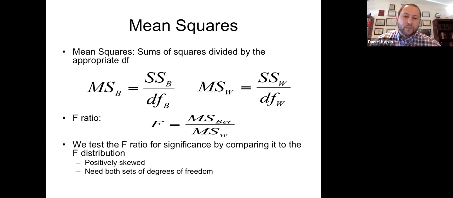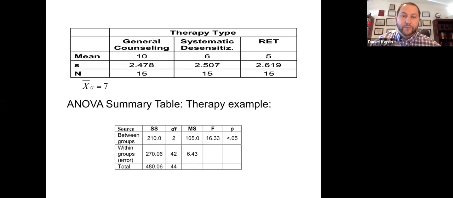Now, when comparing the F ratio for an F distribution, we do wind up getting somewhat of a positively skewed distribution. And unlike previous lessons where we only needed one number for degrees of freedom, when it comes to the ANOVA, we need 2 sets of numbers, 2 sets of degrees of freedom. So we need the degrees of freedom between groups, and we need the degrees of freedom within groups. And that's how we're going to determine our critical value.